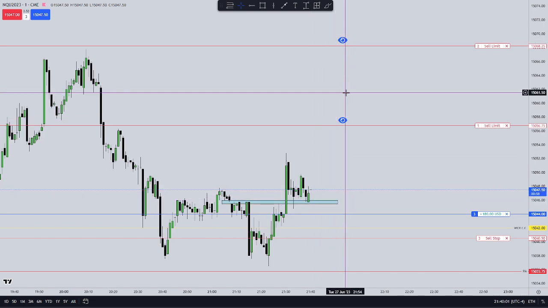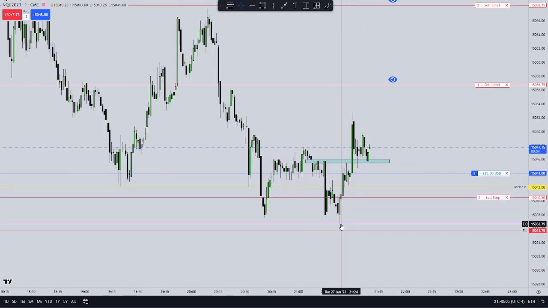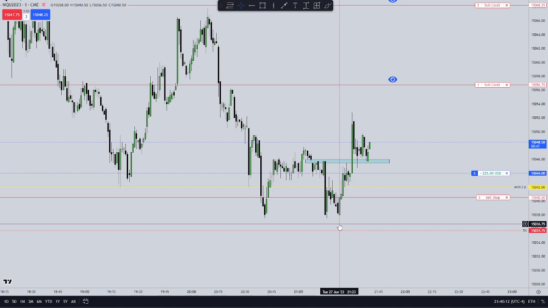I think that our buy side liquidity is going to break the tie. Price has already worked through some sell stops here. We swept this low. It's going to work some of the sell stops. Not a full exploration of this liquidity, but a partial exploration into this liquidity.